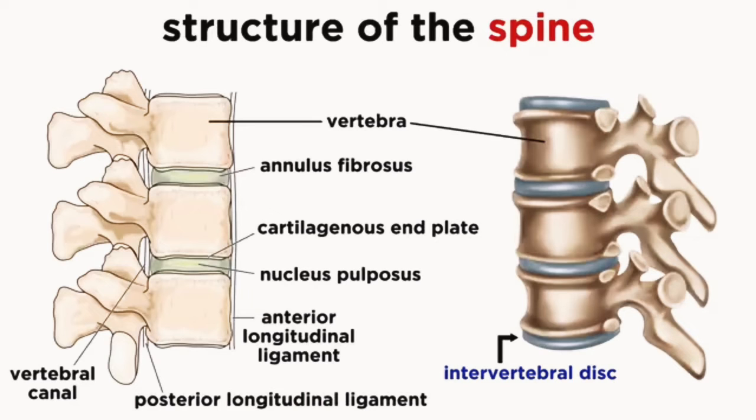These are cushiony pads made of a nucleus pulposus, which is the more elastic part, surrounded by an annulus fibrosus, with lots of collagen. These are found in between each vertebra, acting as shock absorbers when we run and jump.